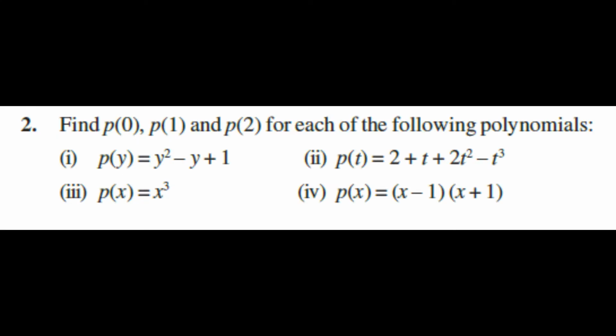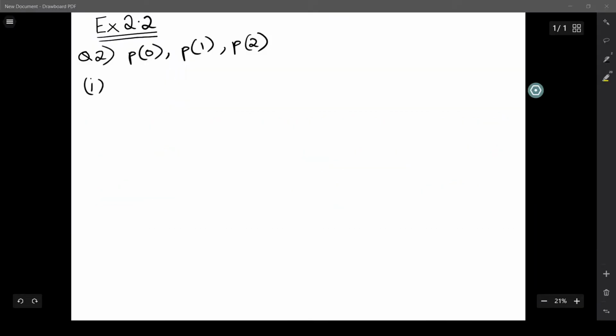Moving to question number 2. The question number 2 is asking us to find p of 0, p of 1 and p of 2 for the following expressions. The first part is p of y is equal to y square minus y plus 1.